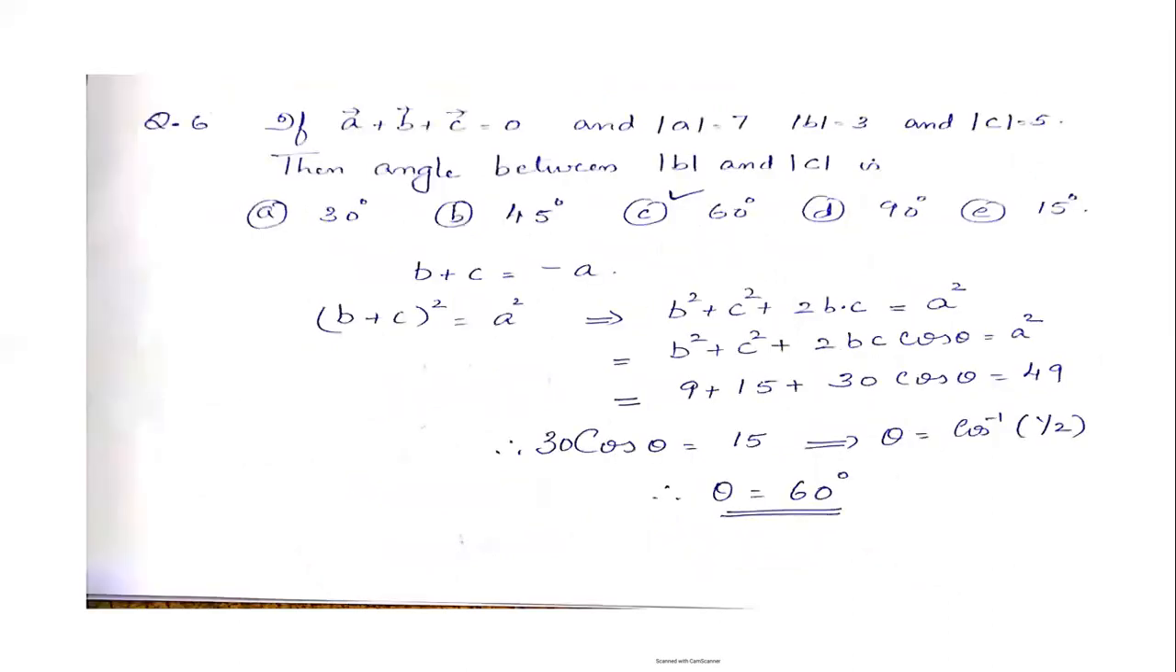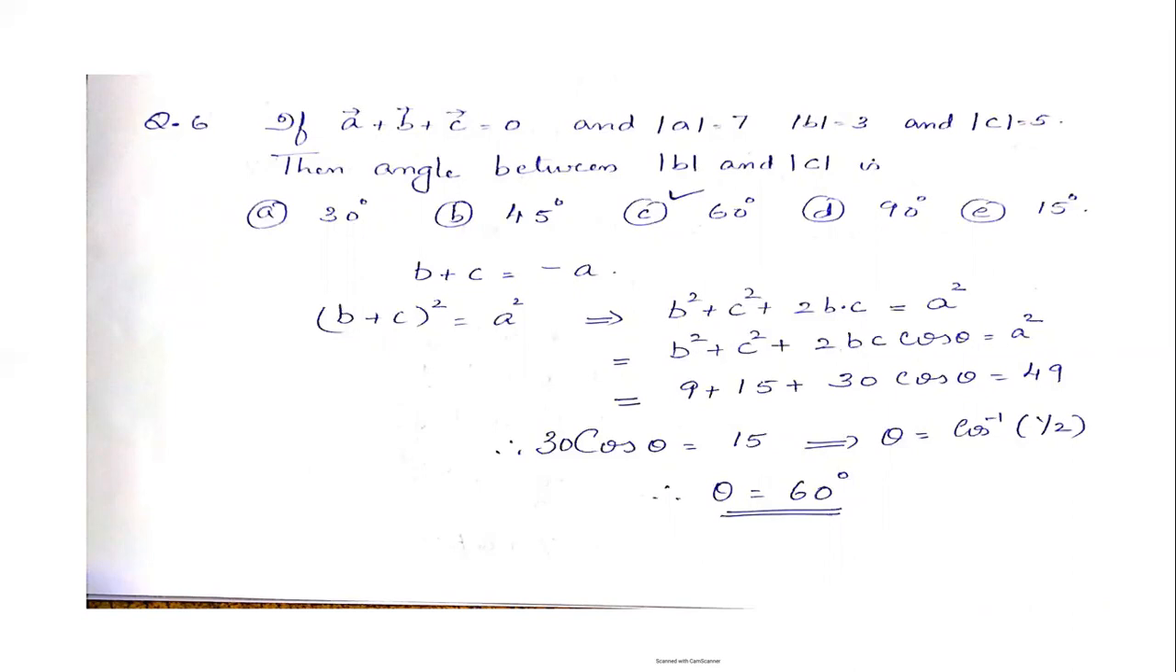Question number 6. If a plus b plus c equal to 0 and mod a equal to 7, mod b equal to 3 and mod c equal to 5, what will be the angle between b and c? So we take a plus b plus c equal to 0. From that, b plus c equal to minus a. Squaring on both sides, we get b plus c whole square equal to a square.